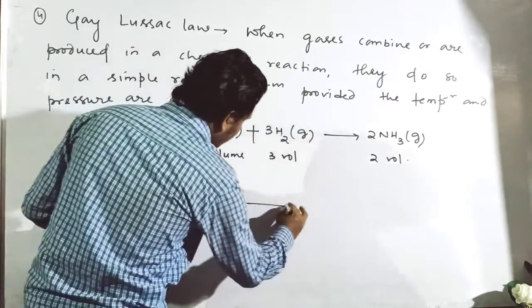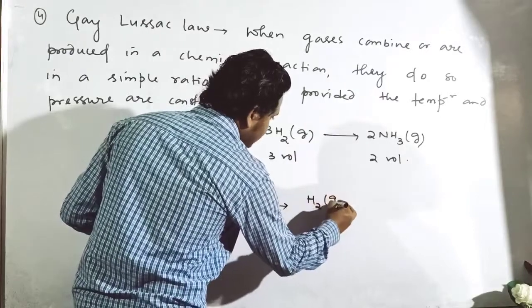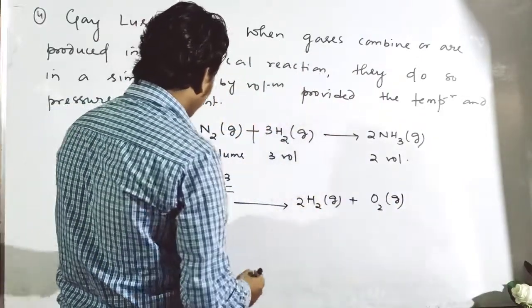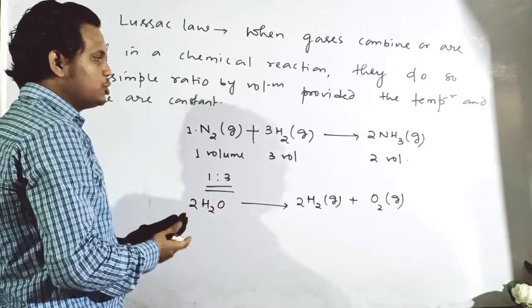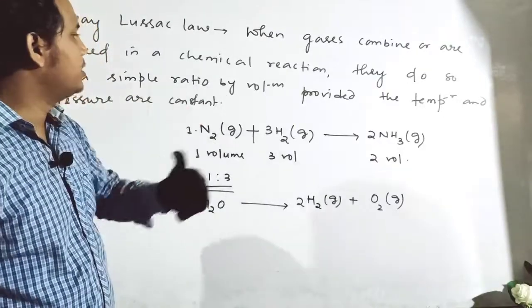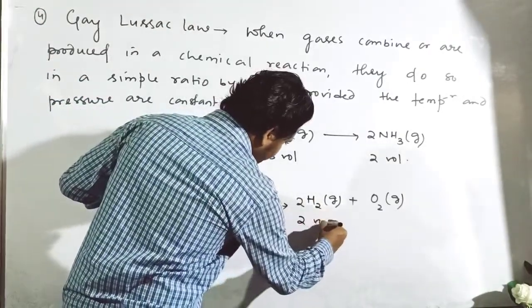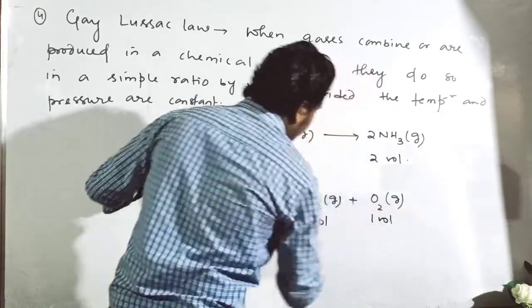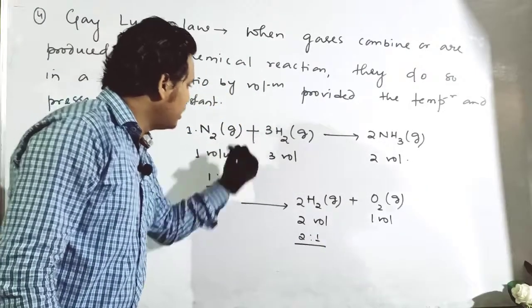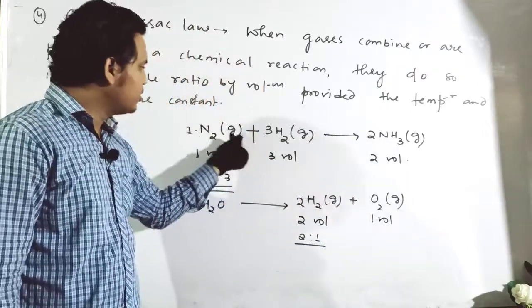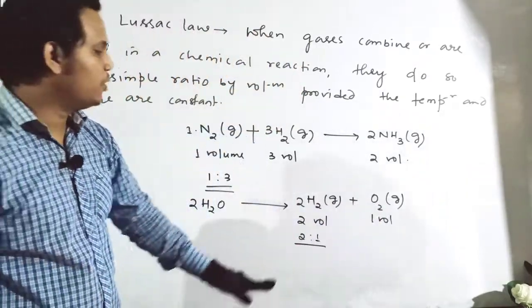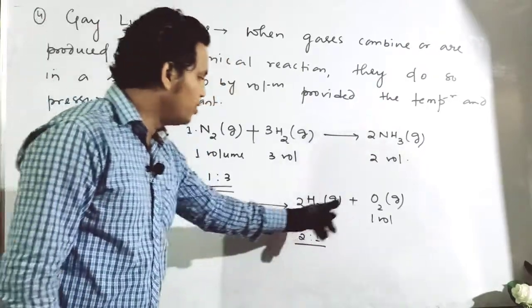Suppose we break water, so water is broken to form hydrogen gas and oxygen gas. So when gases combine or are produced in a chemical reaction, they show a small or simple ratio by volume. 2 volume of hydrogen, 1 volume of oxygen, ratio is 2:1. Simple ratio. Okay.